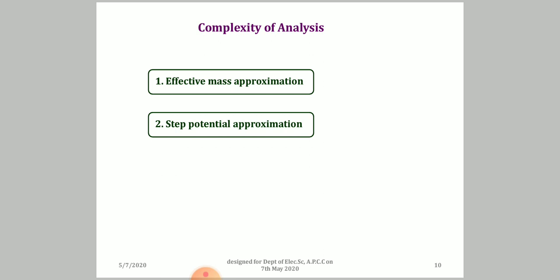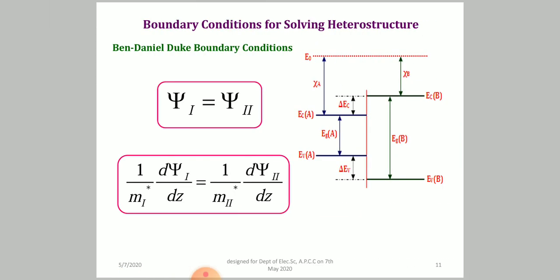Now when you have these problems, look into another tool, that is called mathematics. What is that? We have to incorporate the boundary conditions. These boundary conditions were first published in 1966 by Ben Daniel and Duke. It's a Physical Review B paper. You can search in Google, probably it's freely available now.